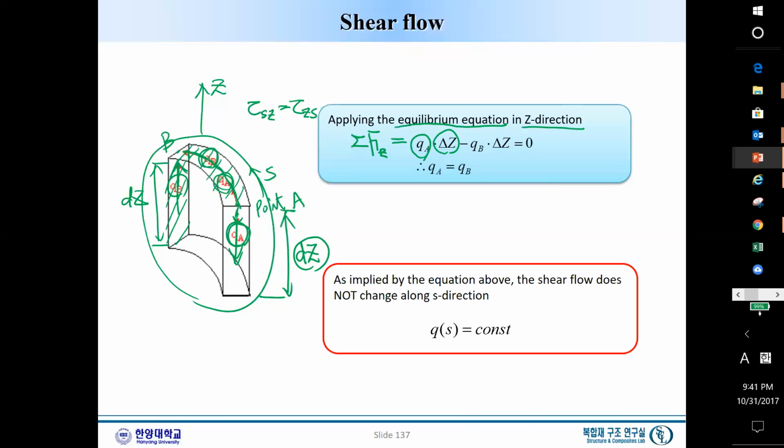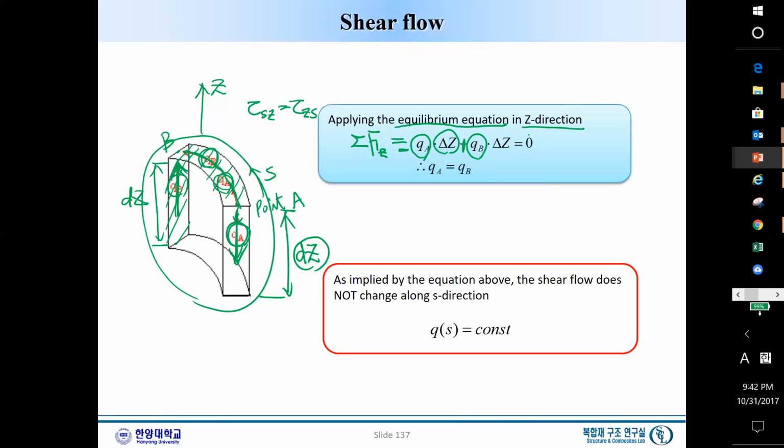And another force, actually this is the A minus, so I would say this is a minus. And another force is in the other surface where we have the QB. Again, the length is the same as here. So QB times the delta Z, and that is the positive direction. So this has to be plus. And to be in equilibrium in Z direction, this total force needs to be 0.